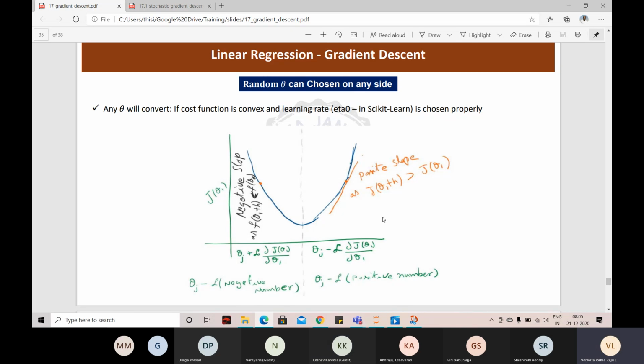It is random. Random means it will choose. There is no calculation, especially when you are using stochastic gradient descent. But in deep learning, there are techniques to choose a theta that's going to reduce iterations. That's a good question.